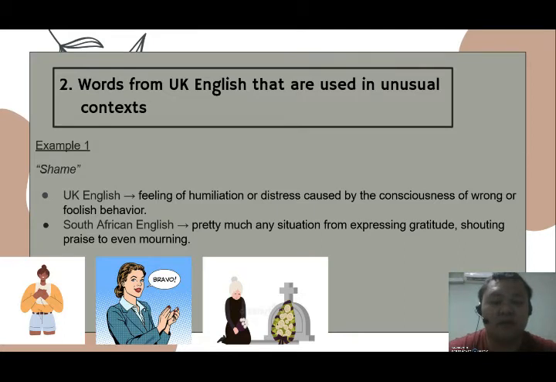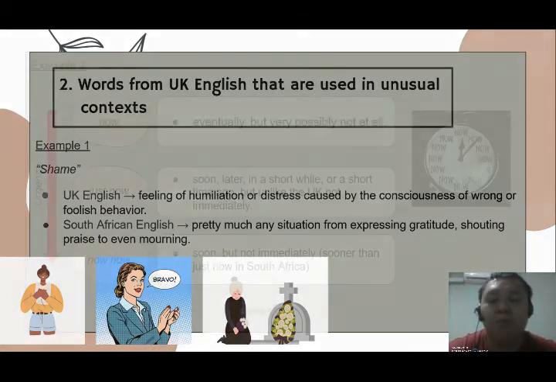First example is the word shame. In UK English, shame refers to the feeling of humiliation or disgrace caused by the consciousness of wrong or foolish behavior. So it is a rather negative word, but for shame in South African English, the meanings are very versatile as it can be used for pretty much any situation, from expressing gratitude, shouting praise, to even mourning.